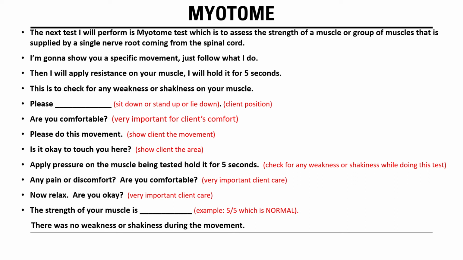Then give the result of the test. The strength of your muscle is a grade of blank, example, 5/5, which is normal. There was no weakness or shakiness during the movement.